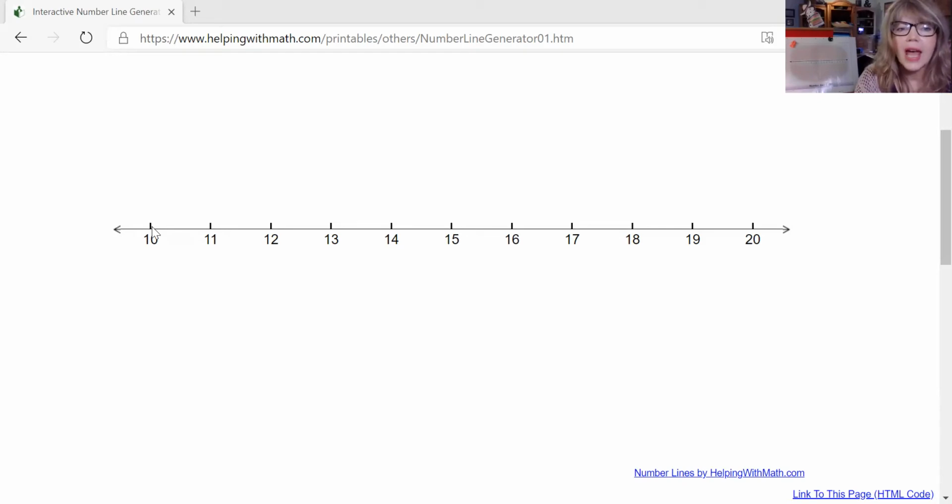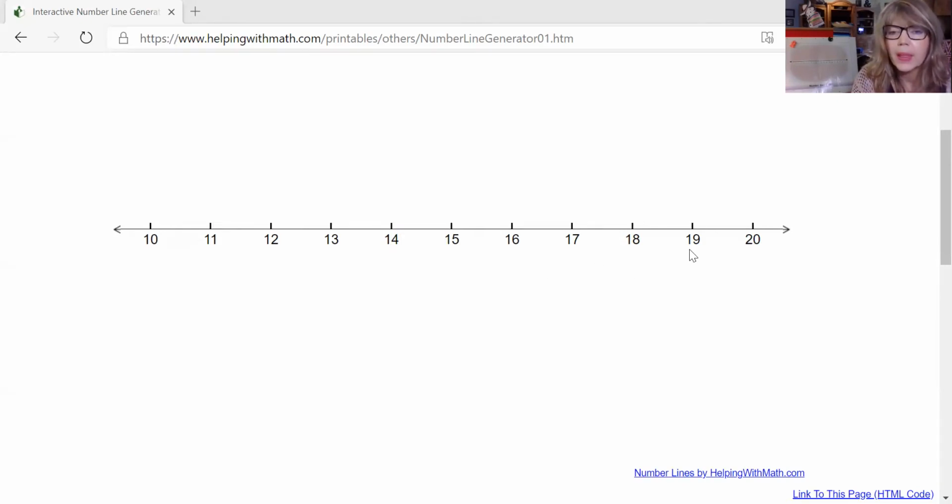What if I wanted to add 4 to my 10? Well, let's bounce over 4 times and see. 1, 2, 3, 4. That takes me to 14. 10 plus 4 more is 14. So that's how you can do math on a number line. That's addition, that's adding numbers. But what if we want to take away?